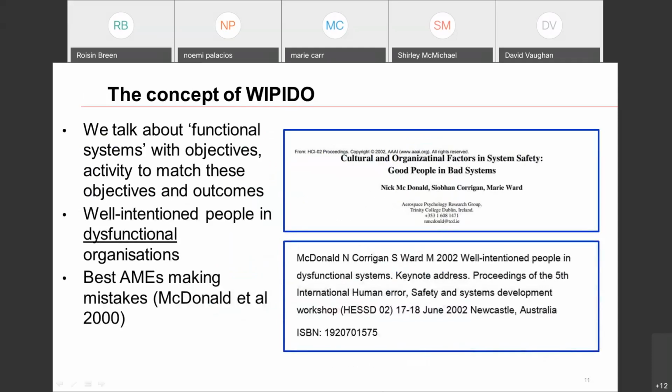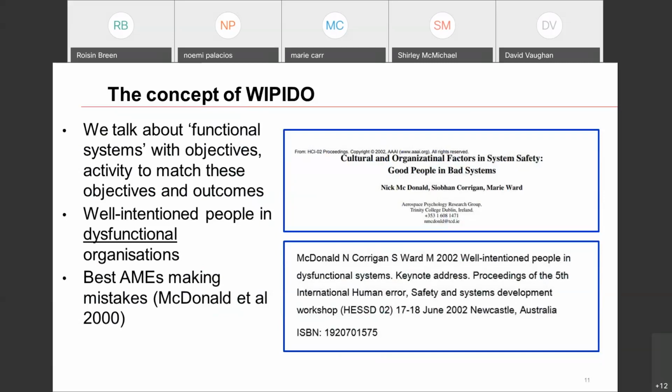So I suppose just some background terms then, because we often take for granted that we are working within a functional system where there are clear objectives and the activity is planned and structured to match those objectives, and we have clear outcomes. And that's not always the case. We can't always assume functionality. And we coined this term in aviation called WIPEDO, the idea that there are well-intentioned people in dysfunctional organizations. That's a reflection that people do want to come to work and work well and to the best of their intentions, but oftentimes the system can frustrate people.